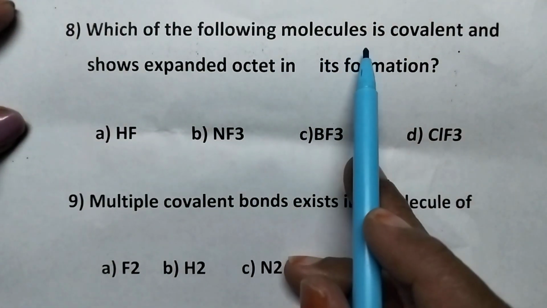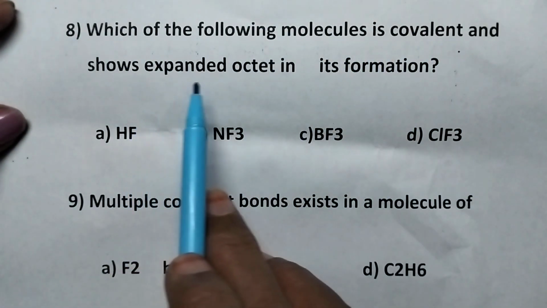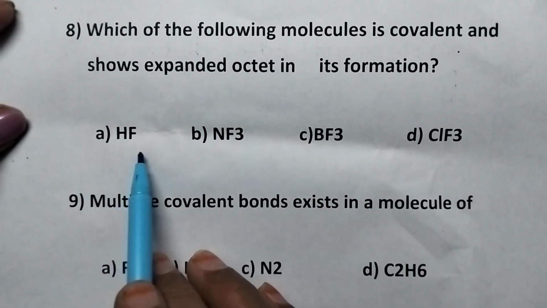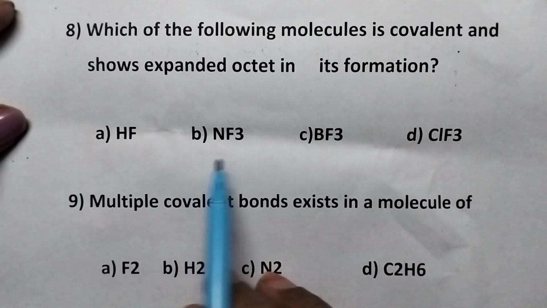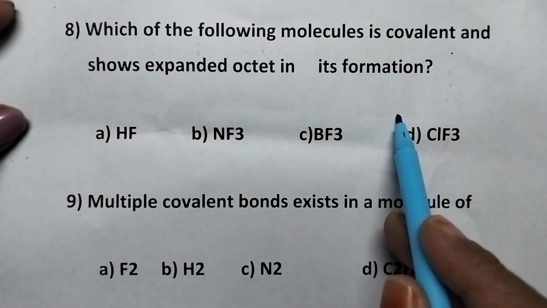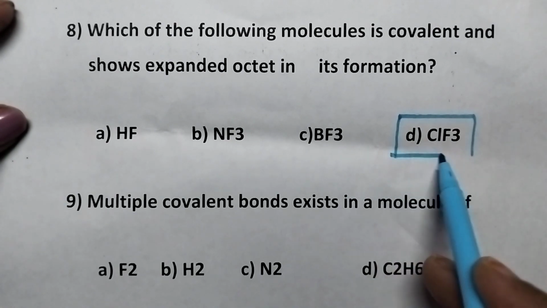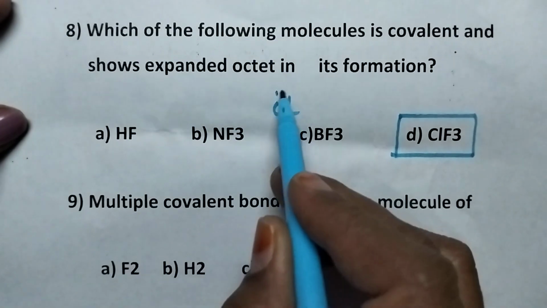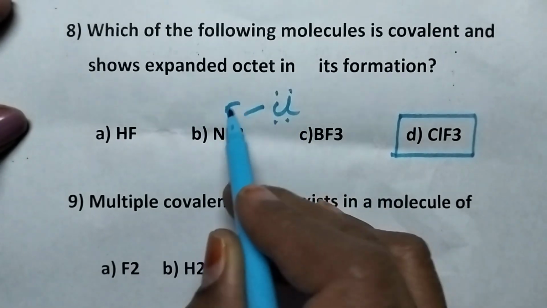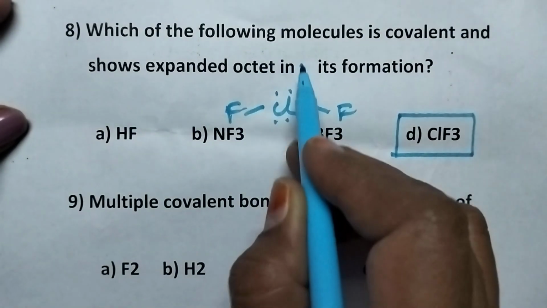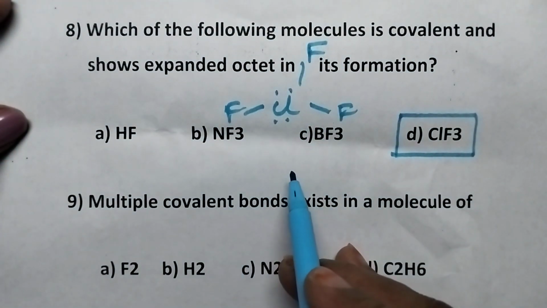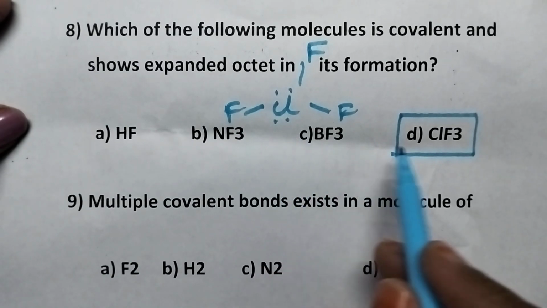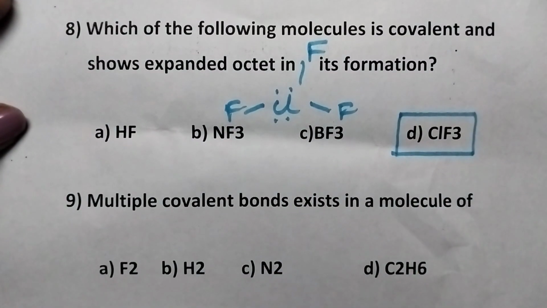Which of the following molecules is covalent and shows an expanded octet in its formation? All four compounds are covalent in nature. But coming to structure D, chlorine trifluoride, here the chlorine atom contains 10 electrons and hence it has an expanded octet configuration. So option D is the right answer.